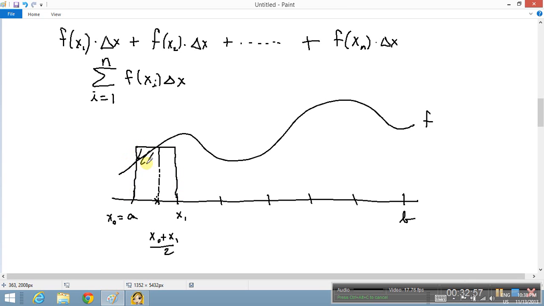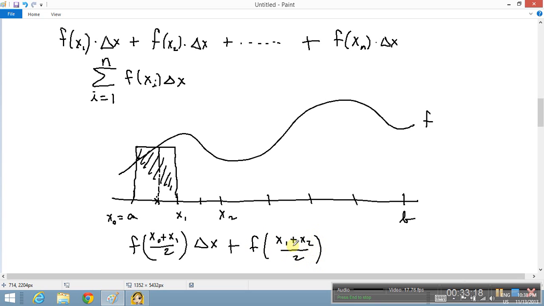And the area of this rectangle is what you would be calculating and adding to the next one, which is going to be the average of x1 and x2 plugged into your function. So x1 plus x2 divided by 2, plug it into your function. That gives you this y value. And you go straight across with that, building a rectangle.